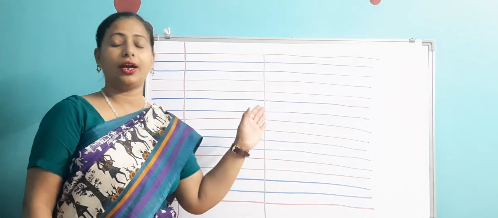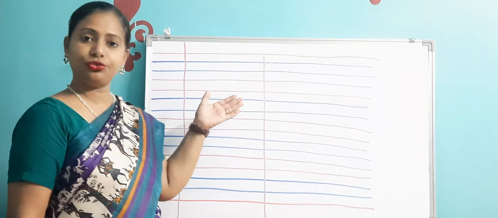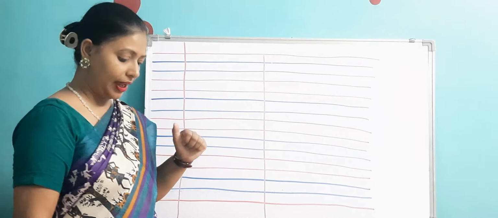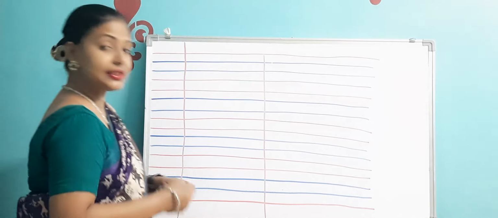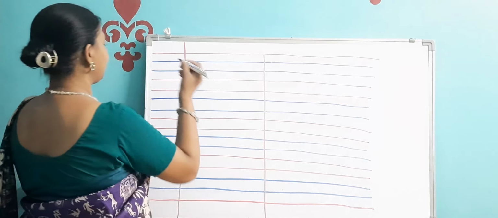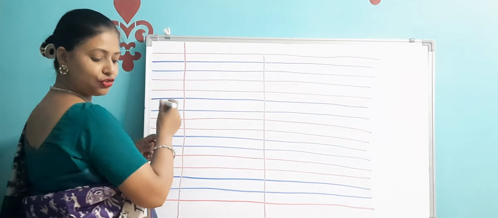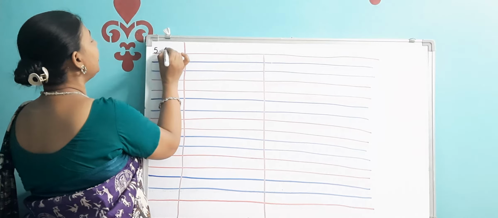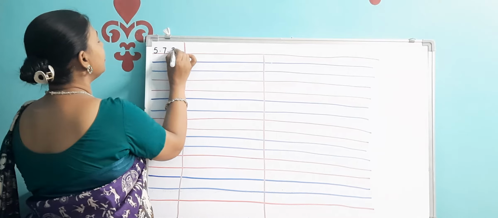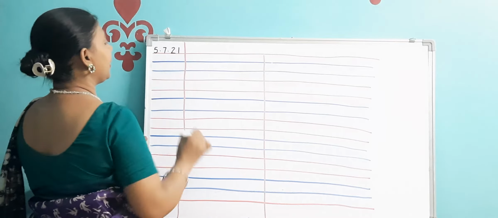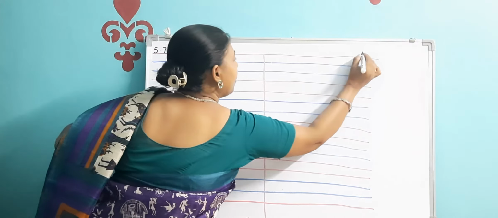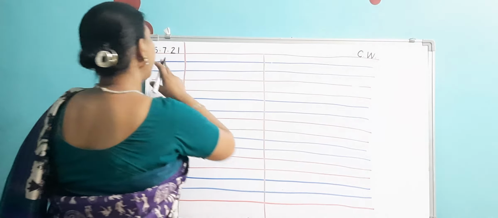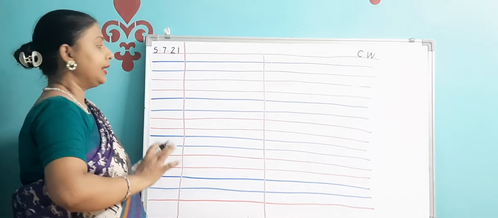Okay, you can already see children, I have already drawn the lines as you have in your copy. Now I will quickly tell you how to write. Okay, so the date today is 5.7.21. Okay, this is your CW. You write CW on the right hand side and date is always on the left hand side.